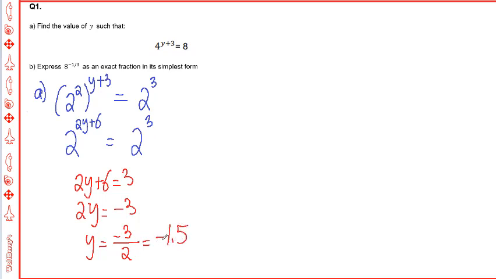Now let's move on to part B. Part B says express 8 to the power minus 1 over 3 as an exact fraction. So 8 to the power minus 1 over 3. Now the first thing we're going to do is, because it's a minus, we can take it to the bottom. So this is the same as 1 over 8 to the power 1 over 3.